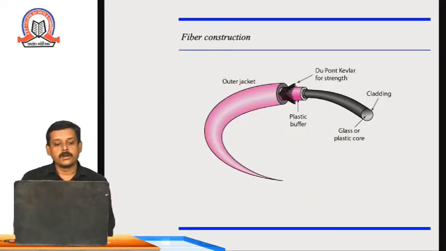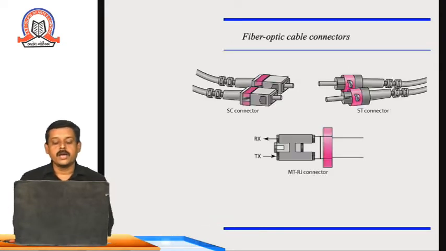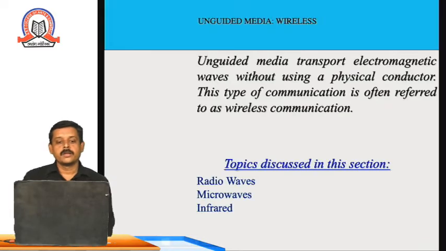Fiber optic cable usually has an inner glass core or a plastic core along with the cladding over the surface. Then it has a plastic buffer along with the DuPont Kevlar for the strength of the wire, and then the outer jacket. As you can see in the figure, we can use different connectors for fiber optic cables. Now let's discuss the unguided media, that is nothing but wireless media.